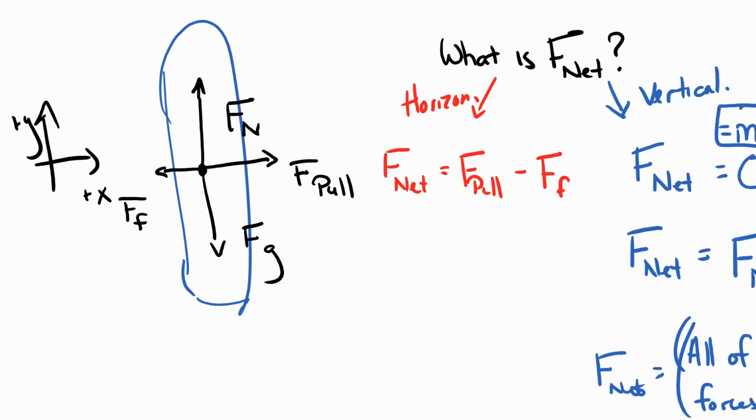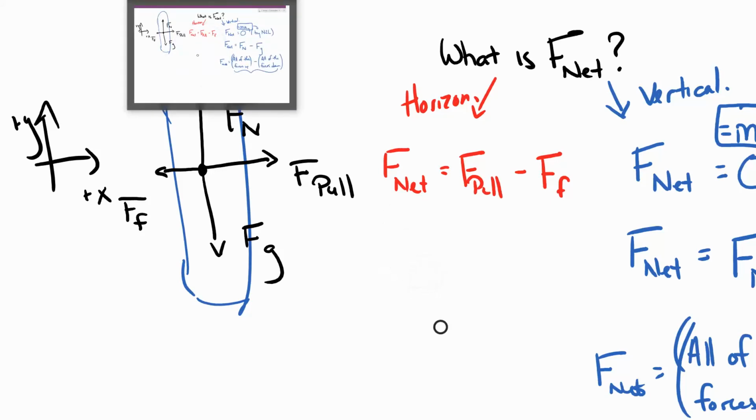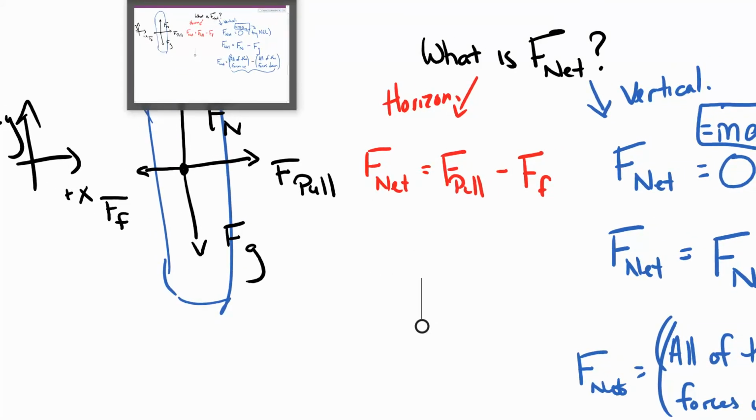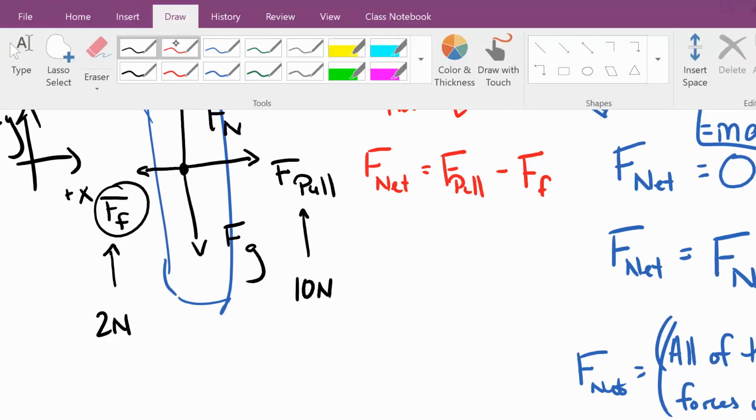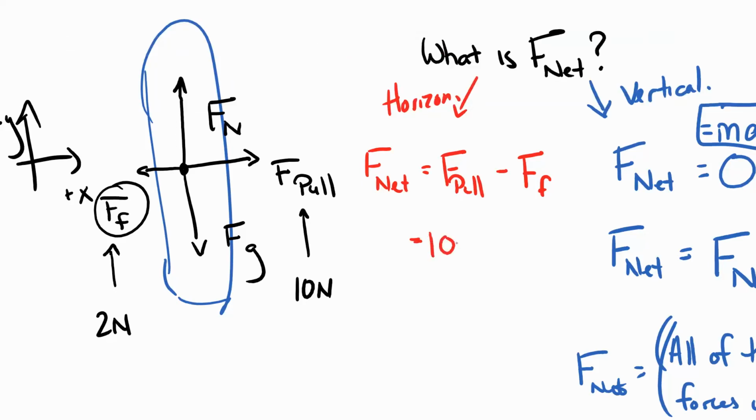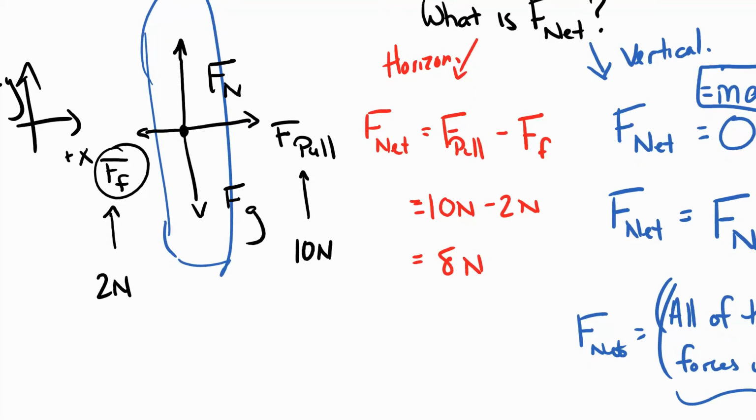You can make a different choice if you want, but it is whatever you like. Now, let's say for a second that this force that I'm pulling with is, let's say, 10 newtons. And this force of friction is, let's say, 2 newtons. Then the net force is going to be 10 newtons minus 2 newtons, or 8 newtons. Not quite a fig newton, but what are you going to do?